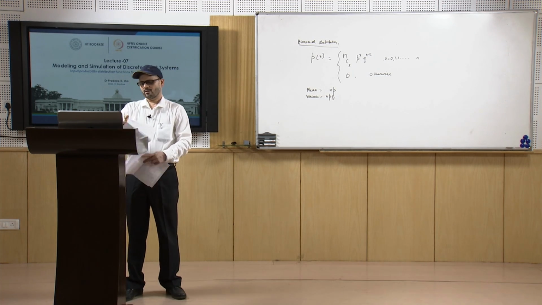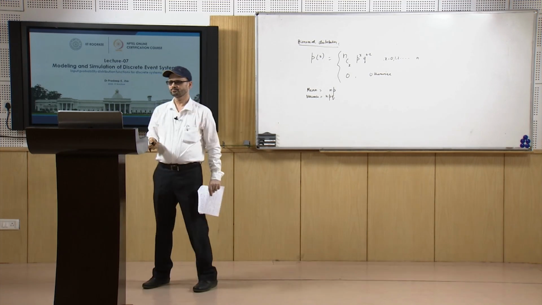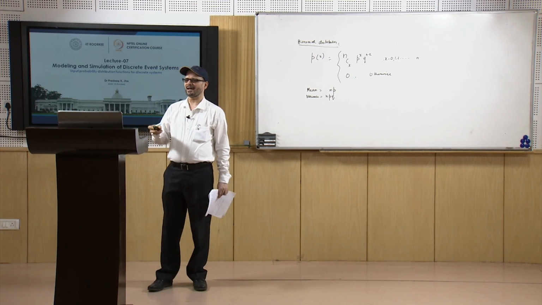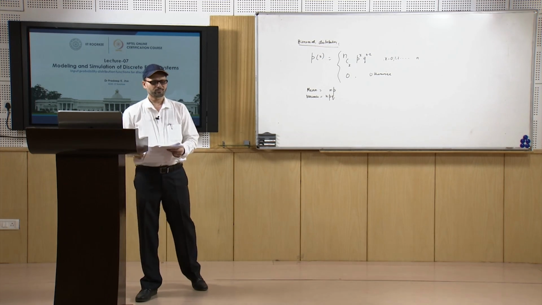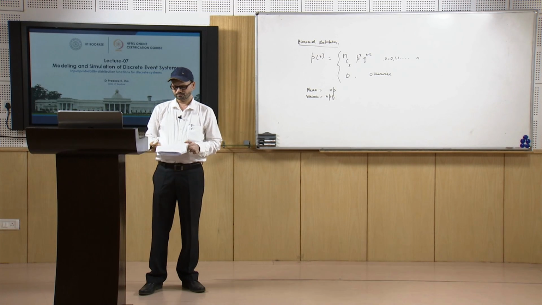Then next we will move on. Before that, we will discuss the negative binomial distribution. In the case of negative binomial distribution, what we have is the distribution of the number of trials until you get the kth success. So, that is known as negative binomial distribution.